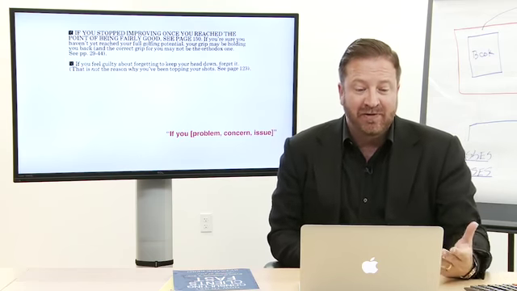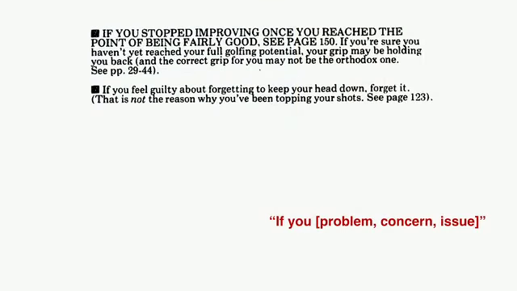So this is for golfers: if you stopped improving once you reach the point of being fairly good, see page 150, right? Beautiful, beautiful. Another one, if we're selling to the internet marketing crowd: if you stopped increasing your sales once you hit $1,000 a week, see page 57, right? Same thing. Here's another one. If you feel guilty, that's the problem, concern, or issue. If you feel guilty about forgetting to keep your head down, forget it, right? And now this one segues into that counterintuitive. That's not the reason why you've been topping your shots. See page 123, right?